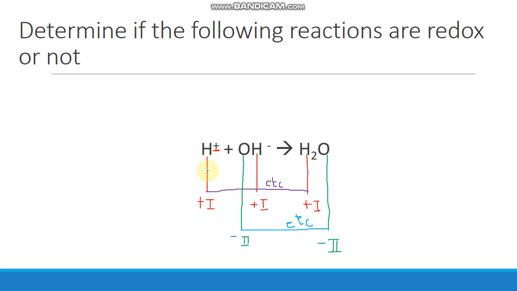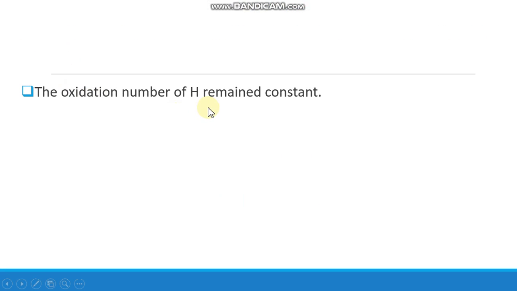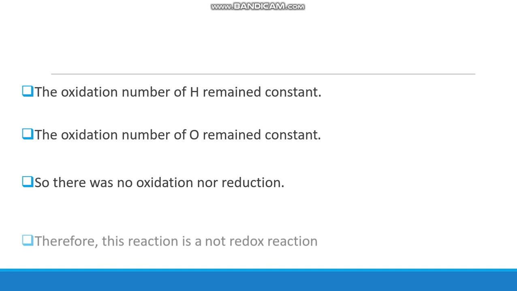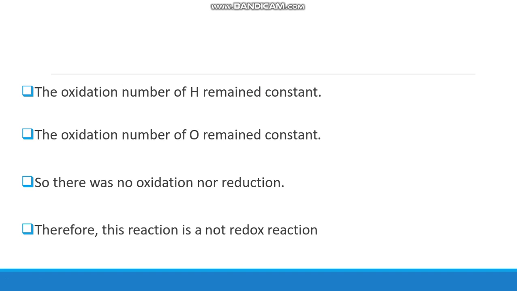Again, I'm going to tell you, you have to write the oxidation number of each element found and follow each element from the reactants to the product. So in this example, the oxidation number of H remained constant, the oxidation number of O remained constant, so there was no oxidation nor reduction. Therefore, this reaction is not a redox reaction.